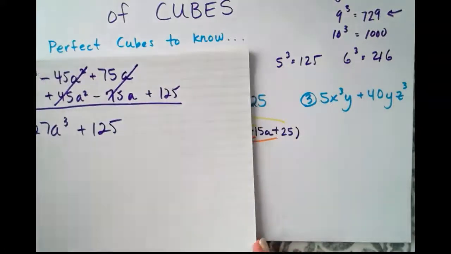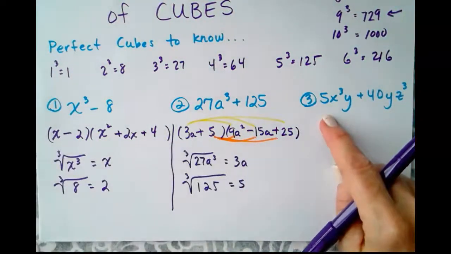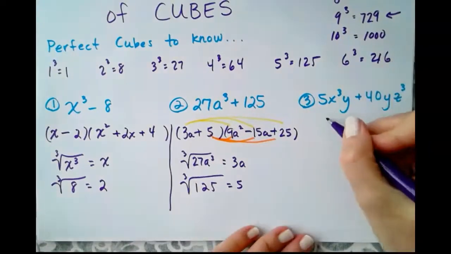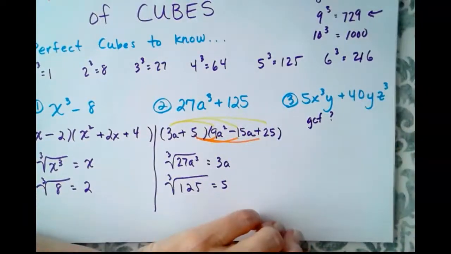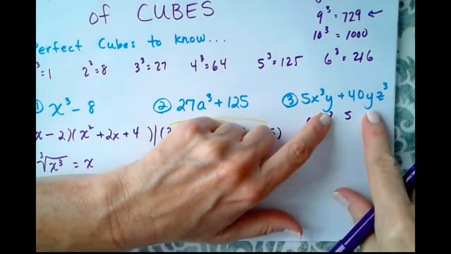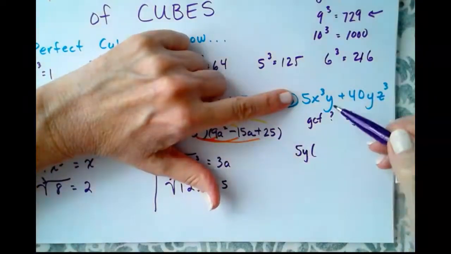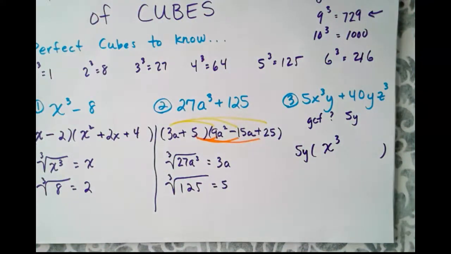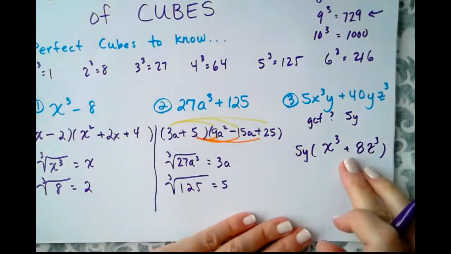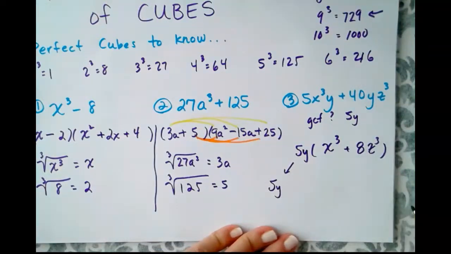Okay, so let's take a look at number 3. Is 5 in our list? I don't see 5 in our list. No. But shouldn't we always be looking for a GCF? Yes, we should always be looking for a GCF first. And our GCF here is 5. It also looks like maybe we can take out a y, so 5y. So we're going to take out 5y, and then let's see what's left. 5 divided by 5 cancels, the y's cancel, we're left with x cubed. And then 40y divided by 5y is a plus 8z cubed. So we're left with the sum of 2 cubes. Now remember, 5y is a factor, so be sure and bring it down. It's part of our answer.